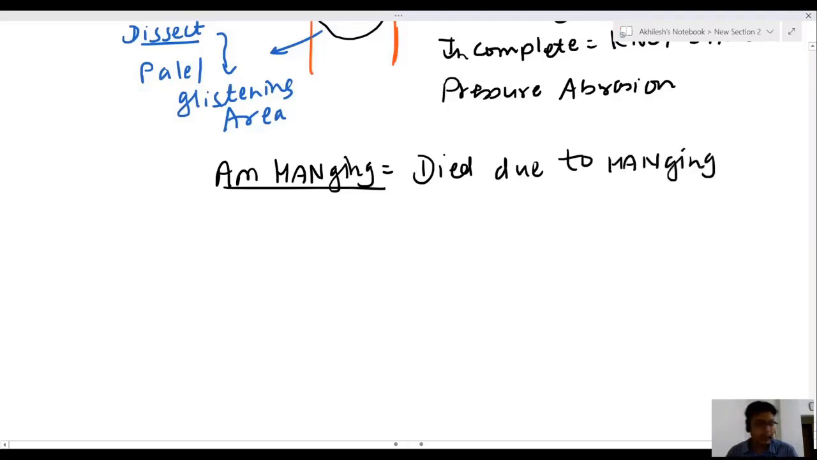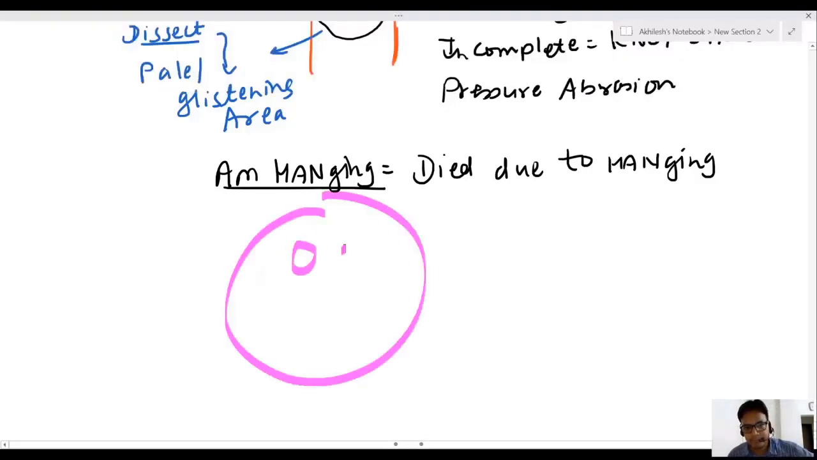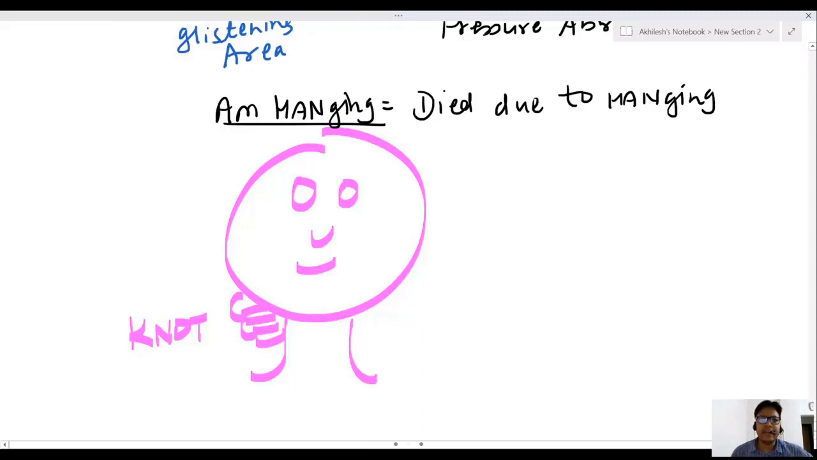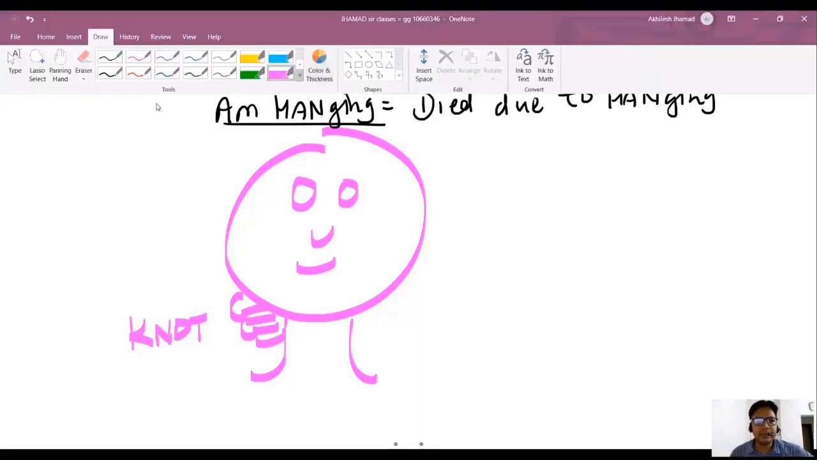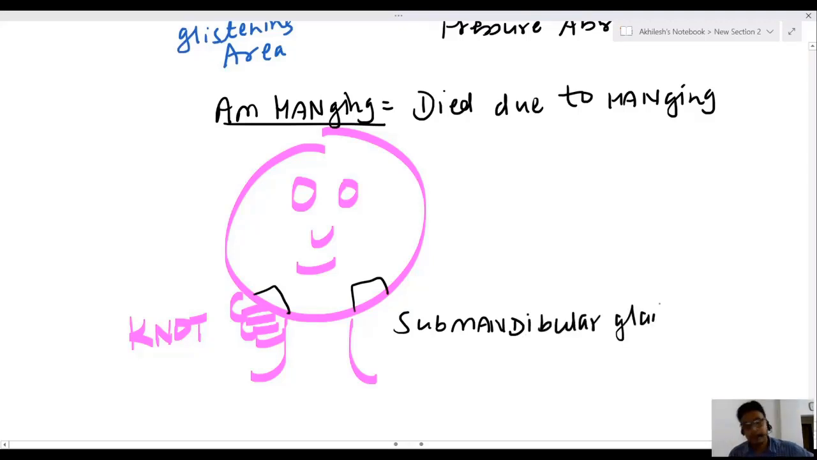Person died due to hanging. Now, sir, see, this is a person. This is the neck. On both sides, we have two submandibular glands: this one gland, and this is the second gland. Submandibular gland.